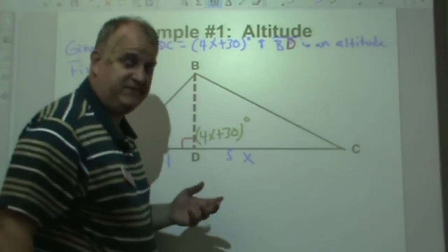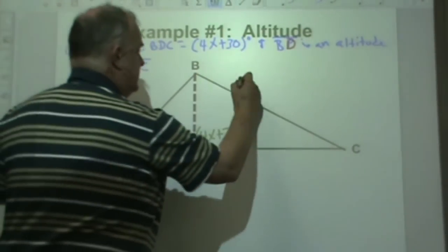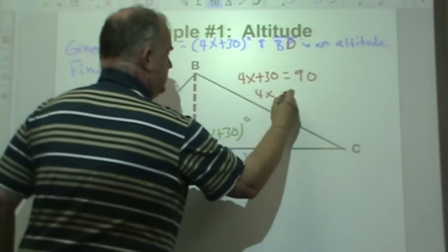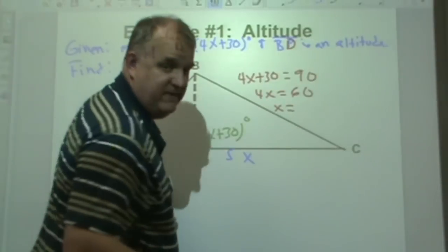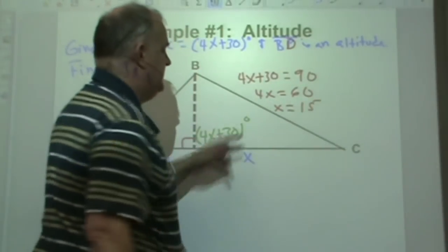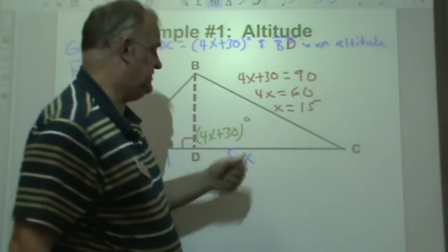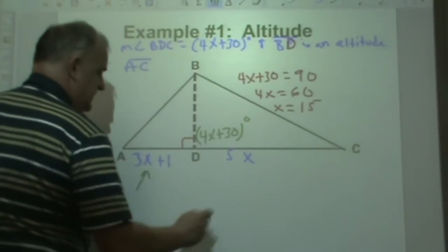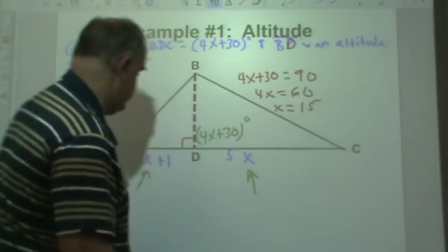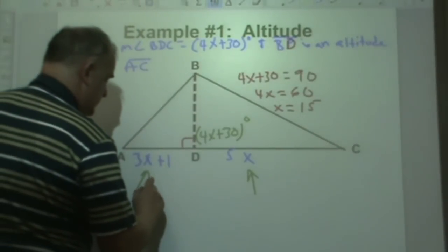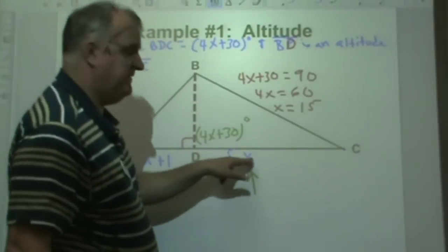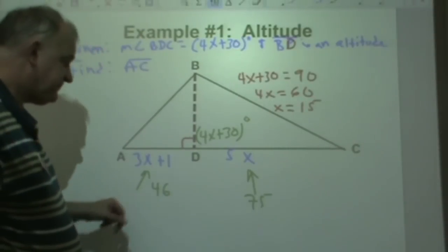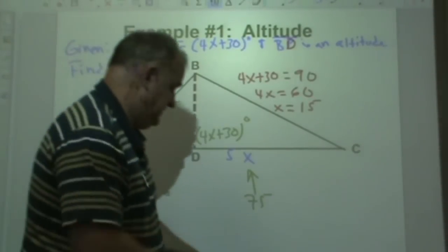Since it's an altitude, part of the definition is this is 90 degrees. So we'd have 4x plus 30 is equal to 90. 4x is equal to 60, and it looks like x is going to equal 15. Right? Because 4 times 15 is 60. And all we would do is we take that 15 and plug it in here, we plug it in here, and find our geometry answer. So that's going to be 45 plus 1, it's going to be 46. And this is 50 plus 15, which is 75. And we would add these together. Alright, so moving on.